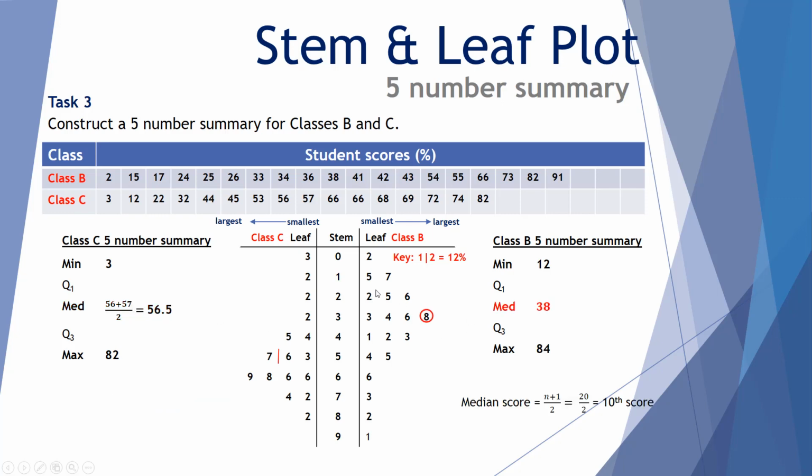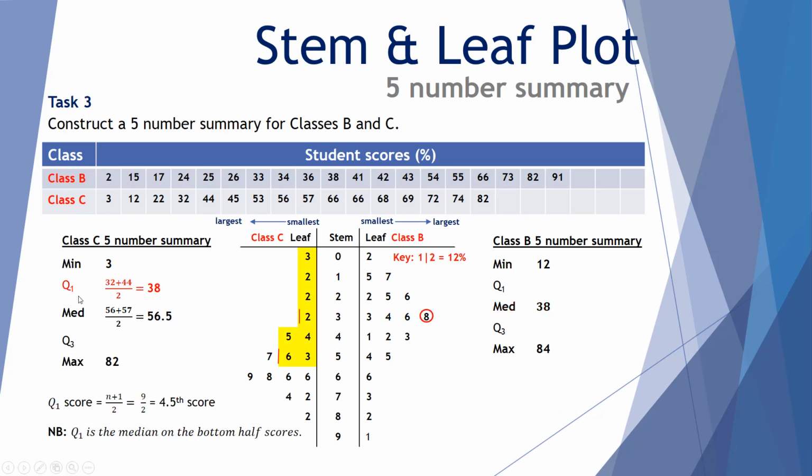On the right-hand side, we've got Class B having 19 students with scores ranging from 2 to 91. 19 plus 1 gives me 20 over 2. That tells me the median score will be the 10th score. It's not a halfway-between-two-numbers median. This is an actual number. So it's the 10th score. So 1, 2, 3, 4, 5, 6, 7, 8, 9, 10. So the median number for Class B is a 3 and an 8. That's 38. Now we want to look at our first quartile, which really is the median of the bottom half of scores.